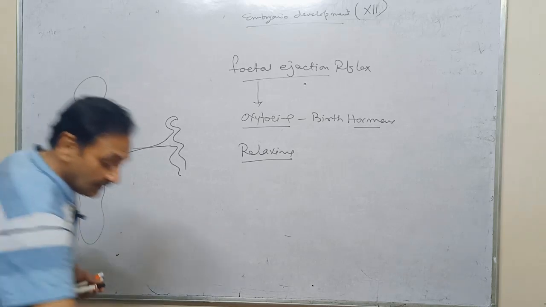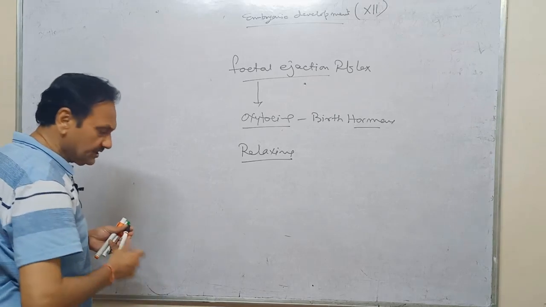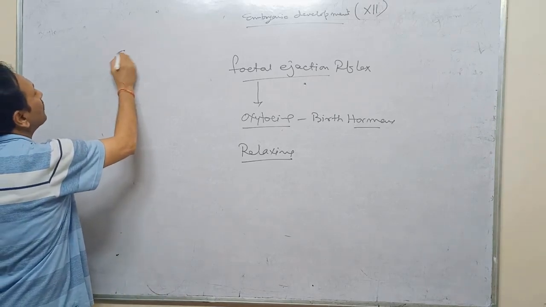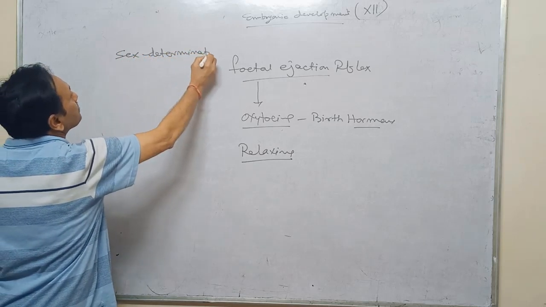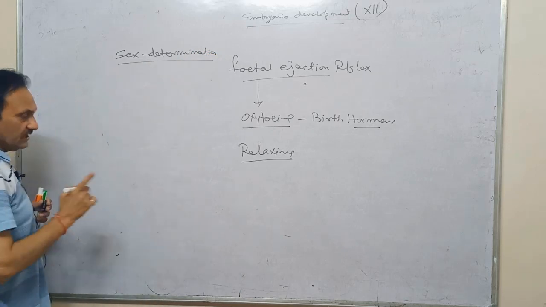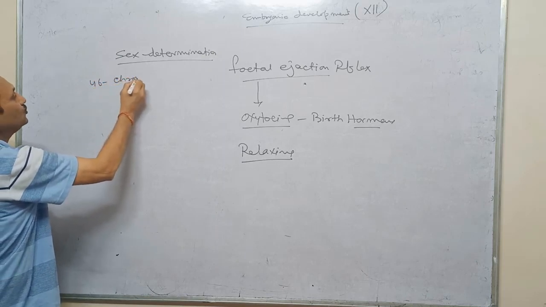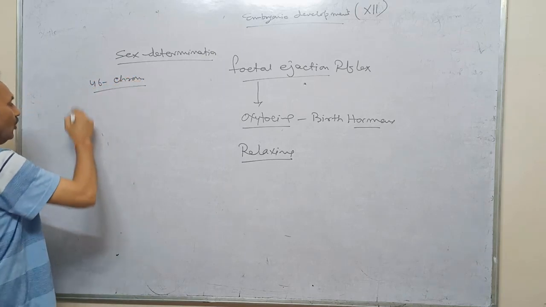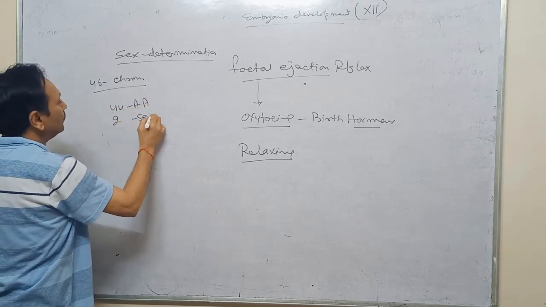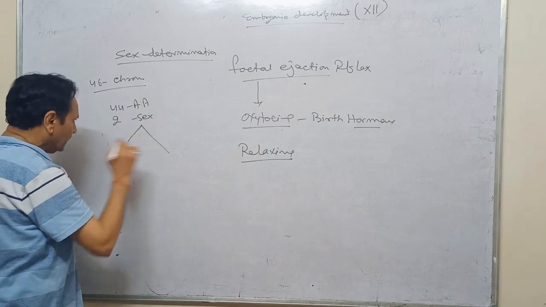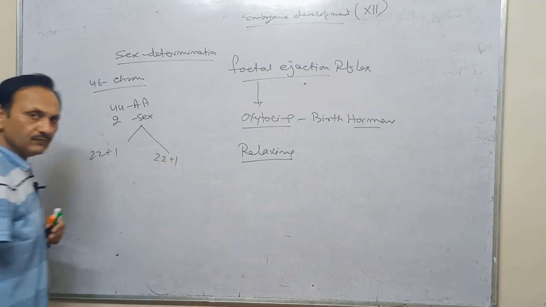Now, whether the baby is male or female can be determined at the time of fertilization, and that is called sex determination. A human being has 46 chromosomes in each and every cell, out of which 44 are autosomes and 2 are sex chromosomes. At the time of gametogenesis, 22 plus 1 and 22 plus 1 will be divided.